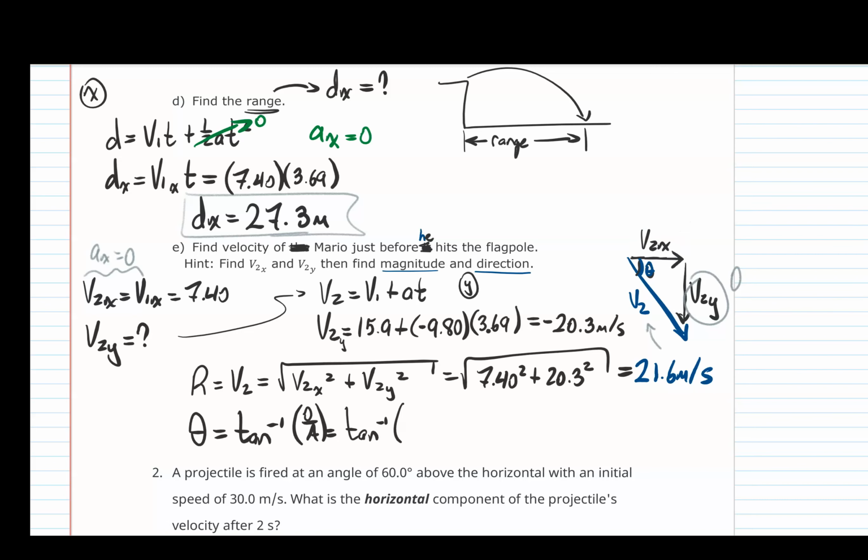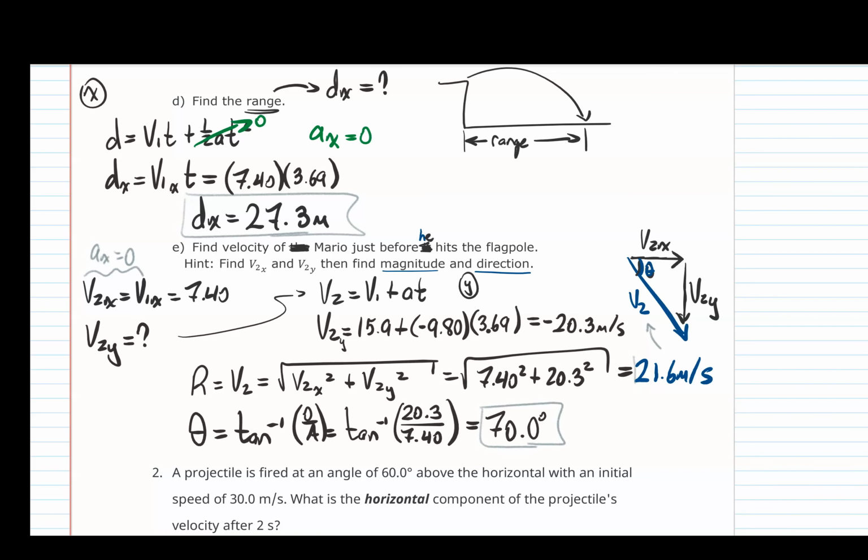We can put in the y first, and then x. What's V2y? It's negative 20.3. Ignore the negative. The x is 7.40. There's no negative there. Make sure your calculator's in degrees. Hit shift tan, 20.3 divided by 7.4. This is on the Casio calculator. The answer is 69.97, or I'll just give it an even 70.